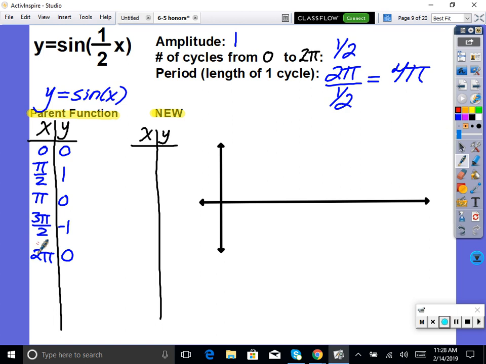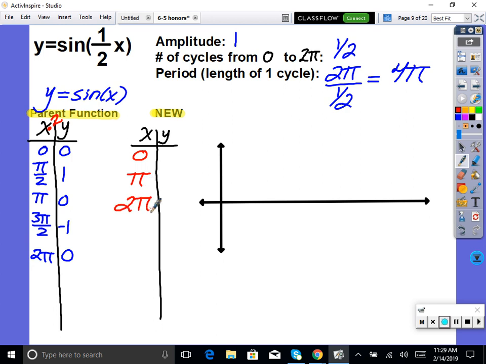Now we've got to change the period. Now right here, that's the x thing. Period is length of a cycle. Right now the length of a cycle is 2 pi. We need it to be 4 pi. So what do we need to do to our x values? Times it by 2, don't we? So we're going to take our x values and times them by 2. So now write down your new points. 0 times 2 is still 0. 2 times pi halves is pi. 2 times pi is 2 pi.